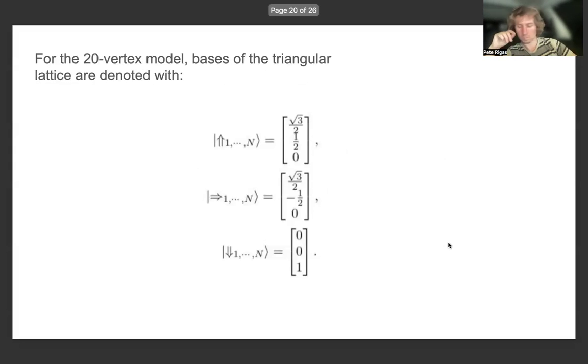And for the 20 vertex model, the bases of the triangular lattice are denoted with the up arrow being the first basis of the triangular lattice, the side arrow being the second basis, and the down arrow being the final basis. Having this arrow representation for different bases of the triangular lattice comes into play because we have to form various expectation values, which are used to quantify different aspects of the transfer matrix, as well as various characteristics of the three-dimensional Yang-Baxter algebra, which I'm going to very briefly describe before closing the presentation up.